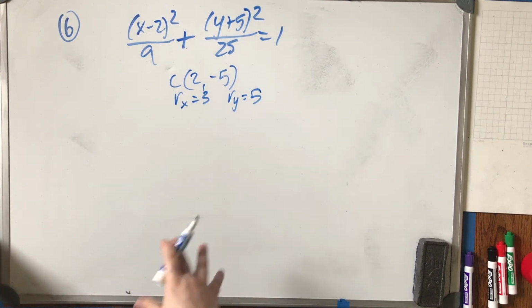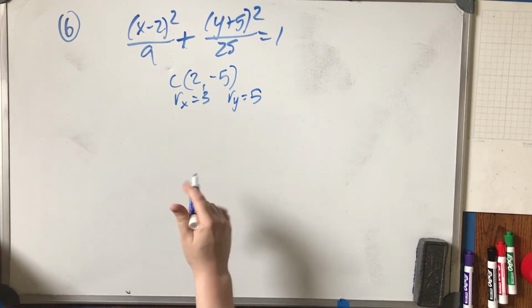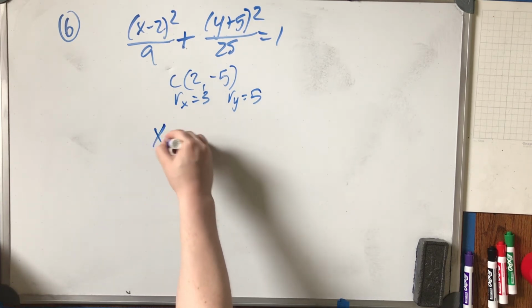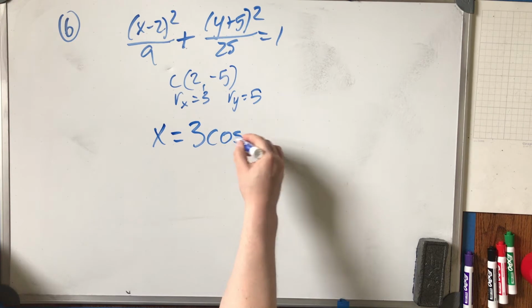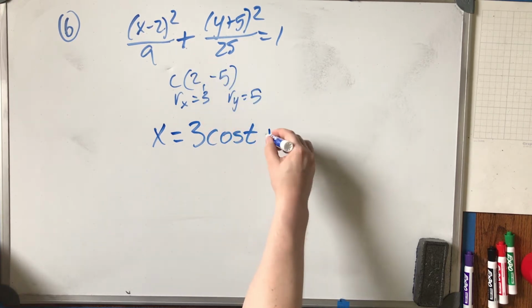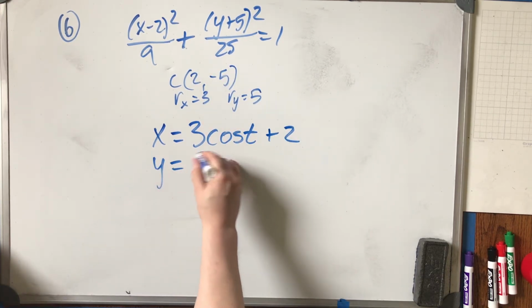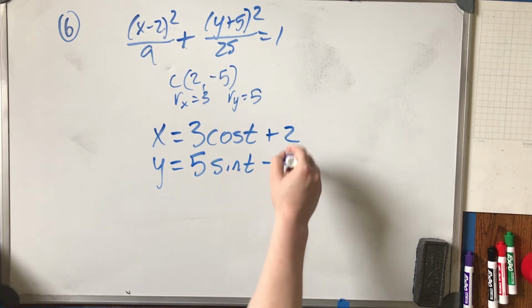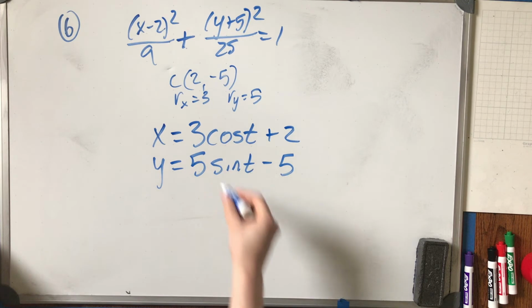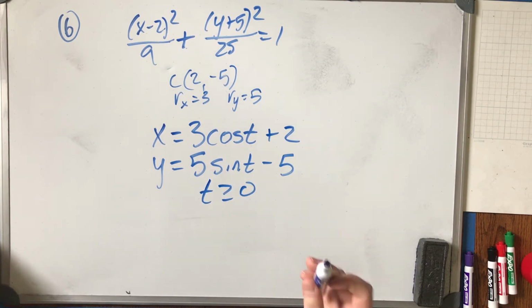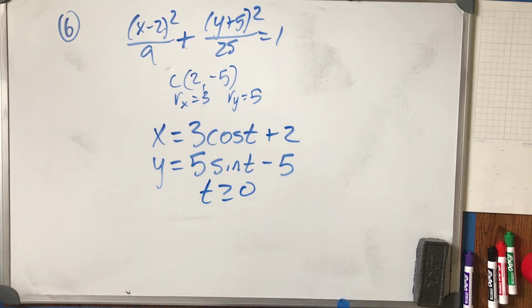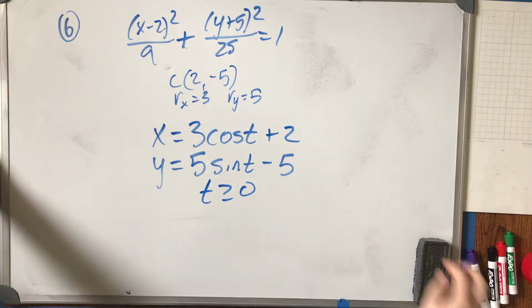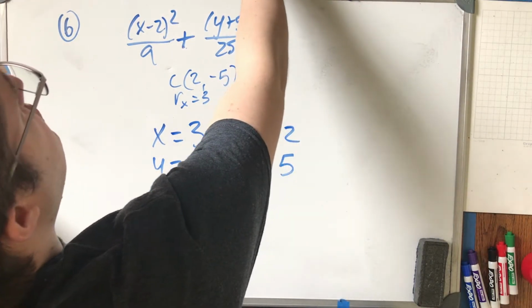Again, they don't give us a speed or direction, so we just let x equal cosine and y equal sine. So that makes our life easy. So I have x equals 3 cosine t, and then +2, and y is going to equal 5 sine t - 5. Okay, the -5 and 2 coming from the center. Those are the radiuses. And then we have our interval. Boom, done. There we go.